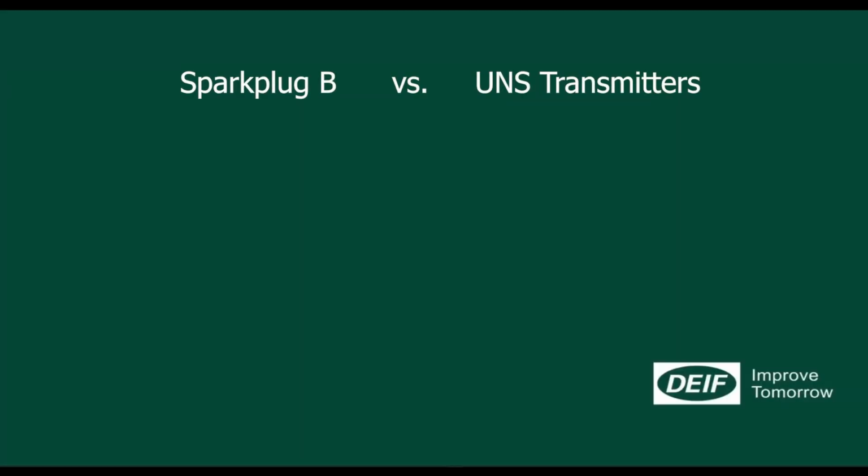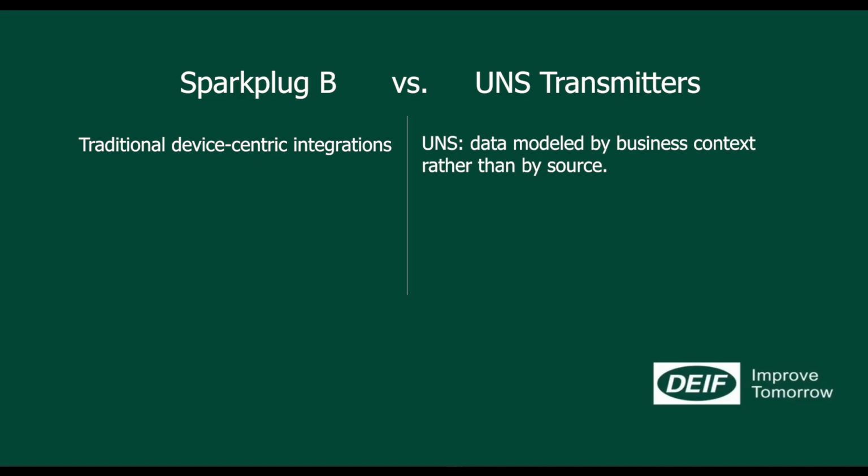As explicitly recommended by Cirrus Link, the choice between them depends on the intended architecture. Sparkplug B is suited for traditional device-centric integrations, while the UNS transmitter should be used when implementing a unified namespace, where data is modeled by business context rather than by source. To close this demonstration, we will now look at the data flow in action, using a reference architecture.